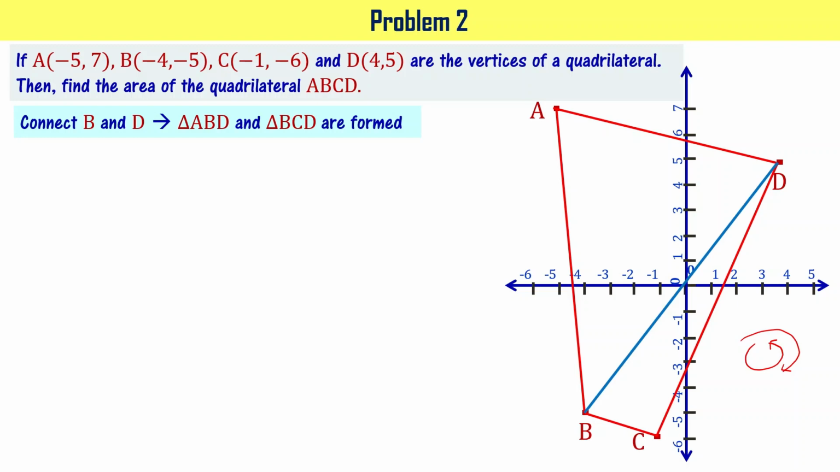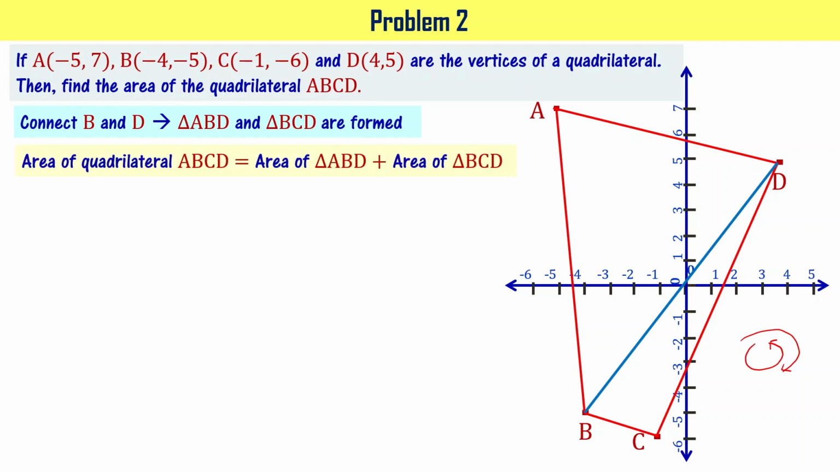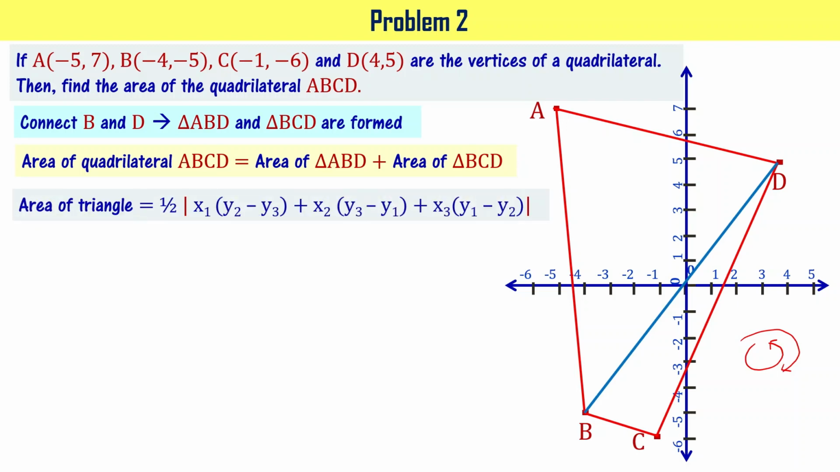So now, from the figure, you can say that area of quadrilateral ABCD equal to area of triangle ABD plus area of triangle BCD, right? Because these two triangles are formed by splitting the quadrilateral into two parts. So when you sum these two areas, you are going to get the area of the quadrilateral. That's the whole idea. So now let's find the area of triangle ABD. For that, we have the formula given.